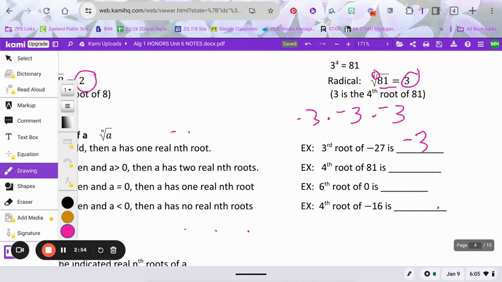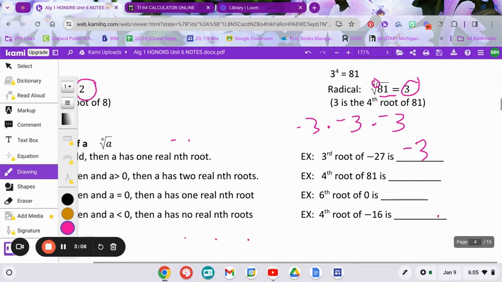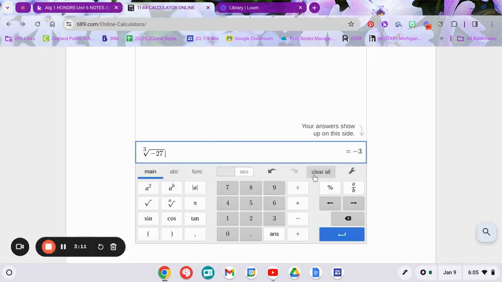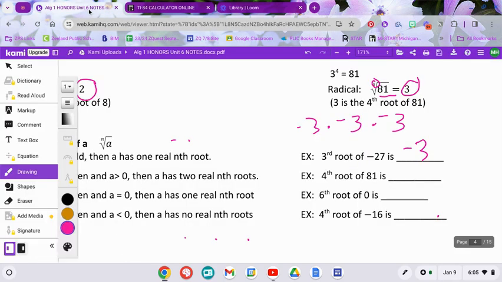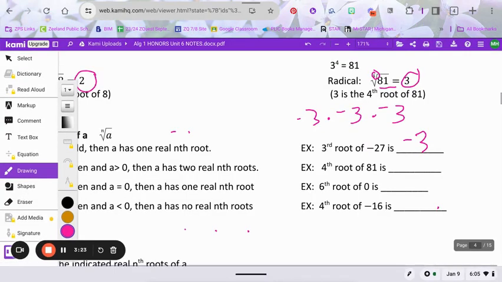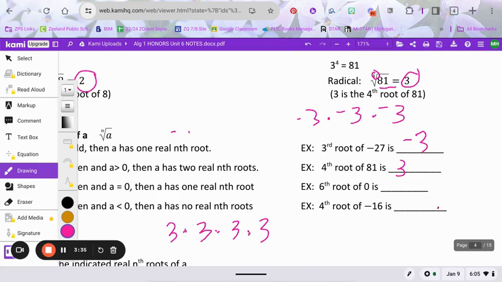But if I have an n that is even, you can actually have 2 different roots. So let's talk about why that is. They give us the example of the 4th root of 81. If we go in here and do our 4th root of 81, we get 3. But we need to think more about what that means. If I were to write that out, I would have 3 times 3 times 3 times 3.